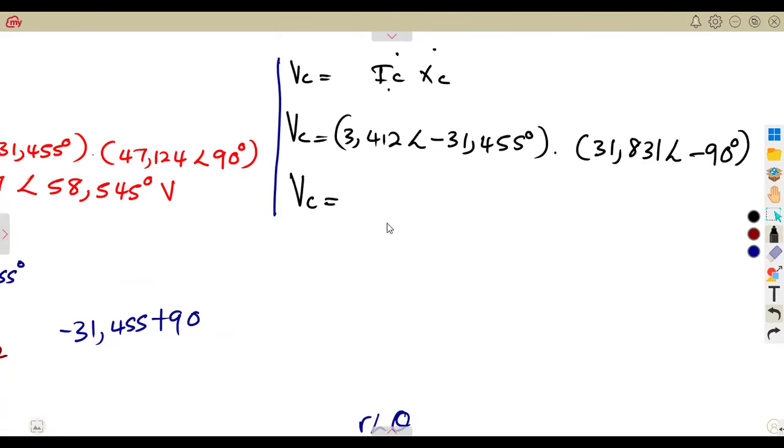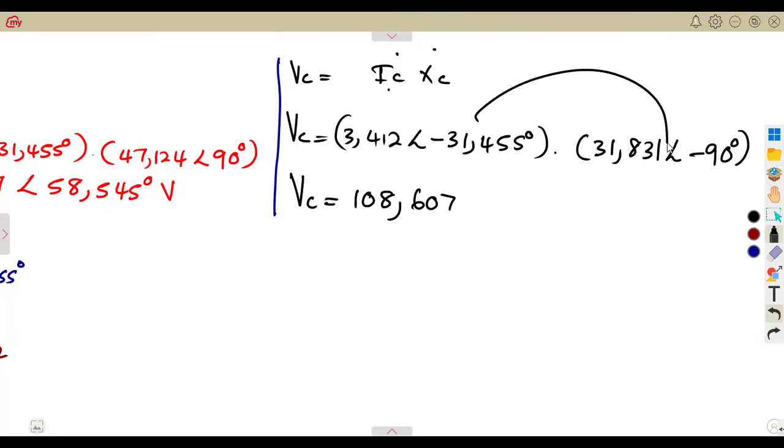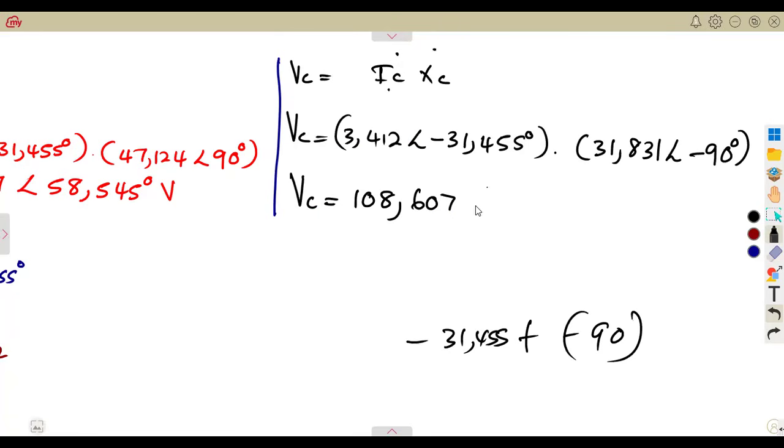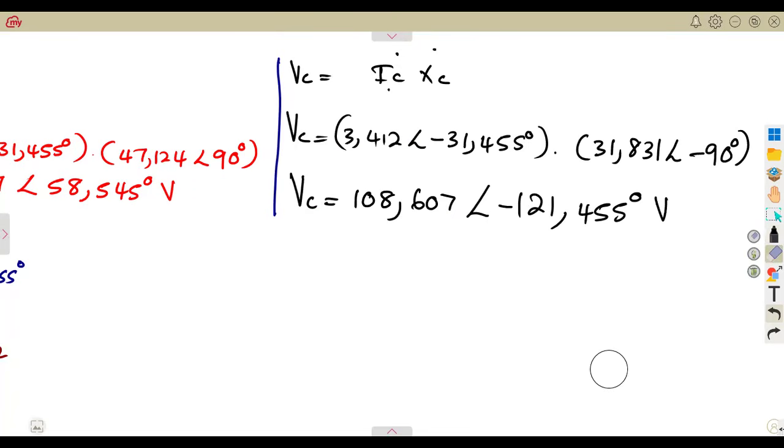So that is going to give us the value across the what? Across the capacitor, the voltage. So again, multiply the numbers on their own. That was going to give us 108,607. The angles you add, minus 31.455, you add to minus 90 like that. So it is going to give us minus 121,455 degrees. Okay, that's the voltage across the capacitor.